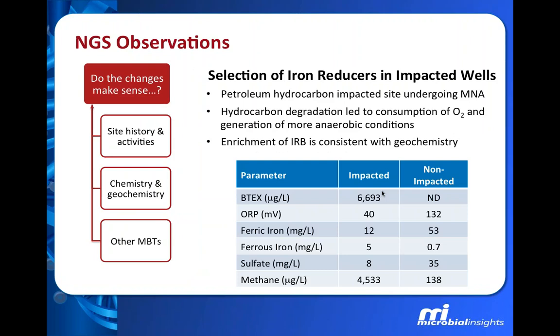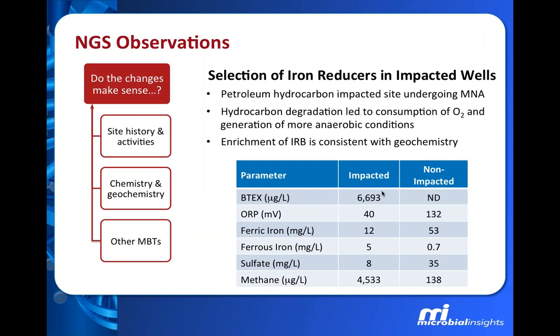So how do these results stack up with our geochemistry? Again, looking at that other line of evidence, we can see that enrichment of IRB is consistent with our geochemistry. Our ORP is lower in our impacted wells, and the electron acceptor data is even more conclusive. We see ferric iron concentrations in the impacted wells are much lower than the background, and there's ferrous iron production. Sulfate concentrations are also lower. So a lot of ferrous iron produced could possibly have precipitated out as ferrous sulfides.